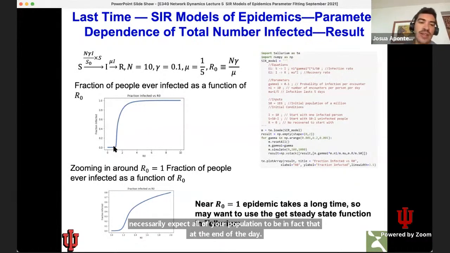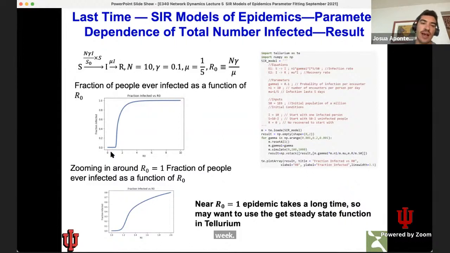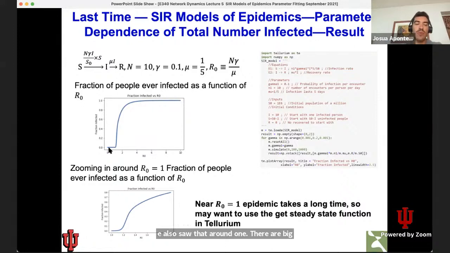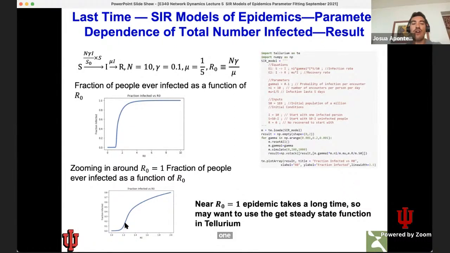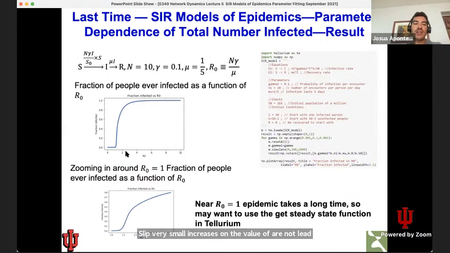What we saw is that around 1, there is a big change as we move from 0 to 1. Very small increases in the value of R naught lead to very big increases in the fraction of the population that gets infected.